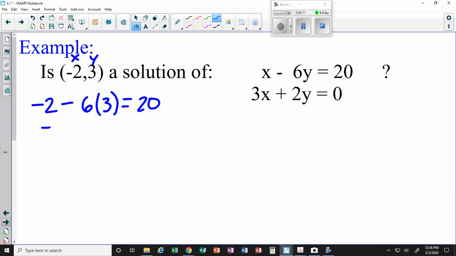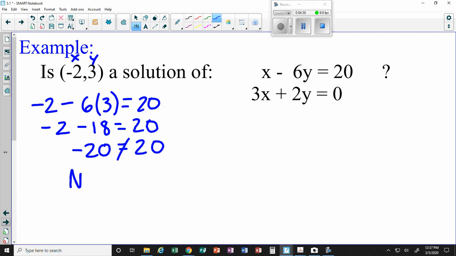That's going to end up being what? Negative 2 minus 18 equals 20. So negative 20 equals 20. Does negative 20 equal 20? No. So once you get one that's not a solution, then you know it's definitely not a solution. Okay? So this is not a solution.